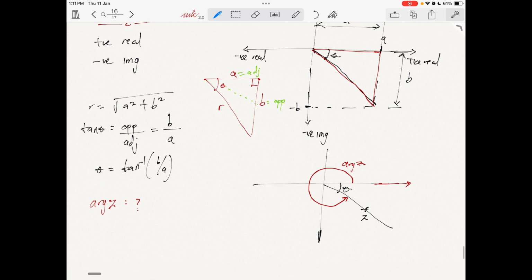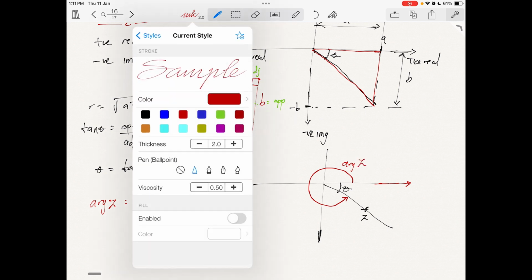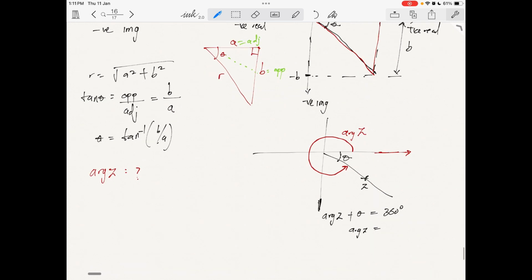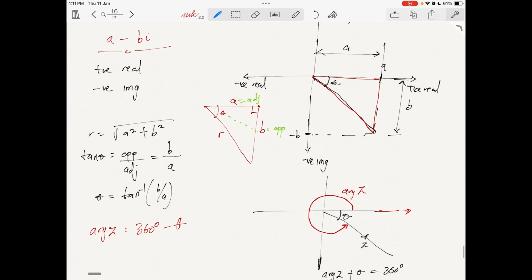Now looking at this, we can see that this looks like angle at a point according to trigonometry, and angle at a point is 360 degrees, right? So we are saying that argument Z plus angle theta is equal to 360 degrees. So argument Z is equal to 360 degrees minus theta. So we can come back here and effect the change. Say this is 360 degrees minus theta.